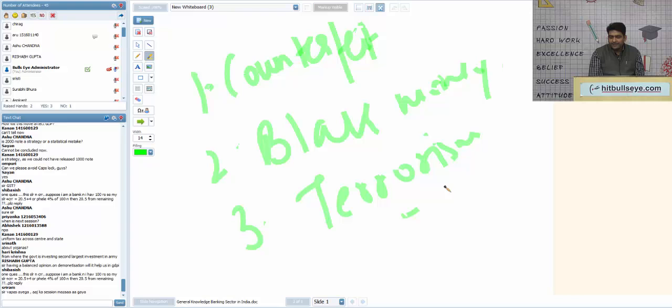NPAs, Abhishek, again non-performing assets, not a difficult topic. You are my asset, I have given you 100 rupees, you will give me 110 rupees, but you failed, you are not even able to pay me 20 rupees. Again, Vijay Mallya case. So NPA is non-performing assets.